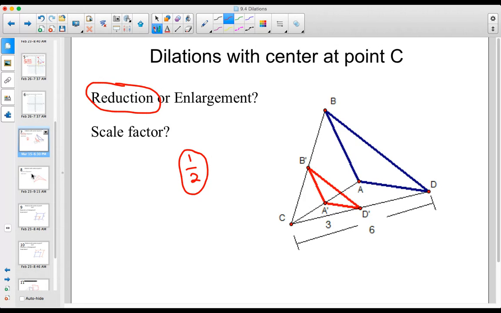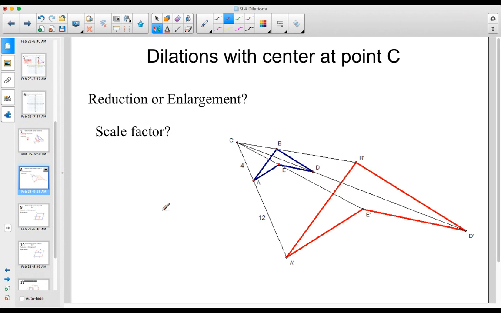Okay, let's look at another example. Reduction or enlargement and our scale factor. Well, it looks like A, B, D, E is the blue, and A prime, B prime, D prime, E prime, so we got the primes here. That's the second one, that's the bigger one. So it looks like we have an enlargement. Now we can do the same thing. We can use distance to figure this out, but it's not the same.